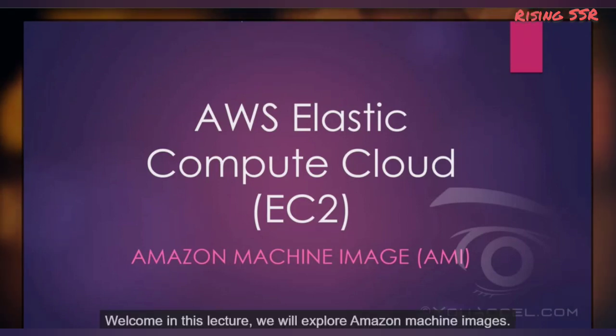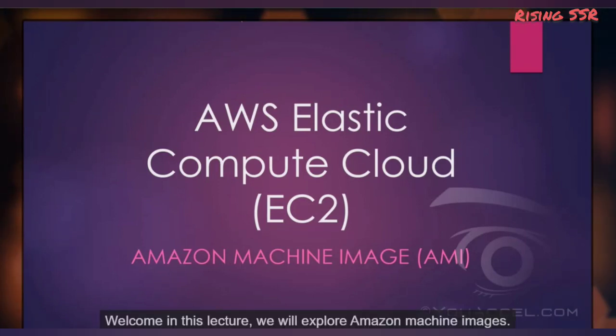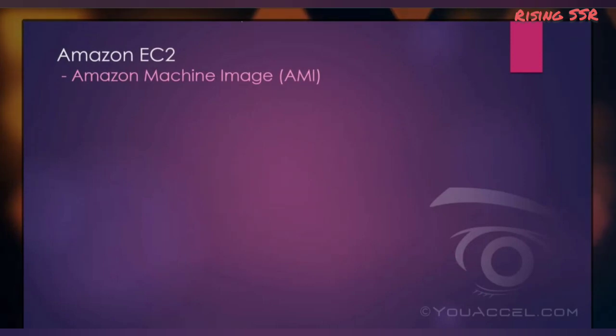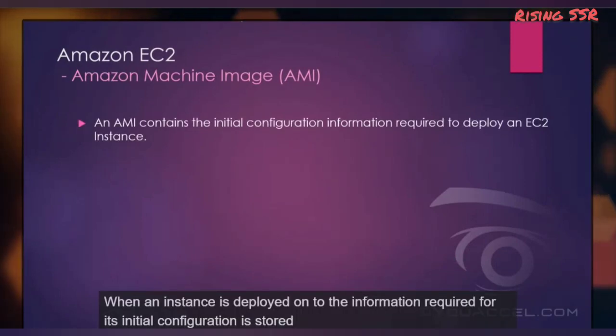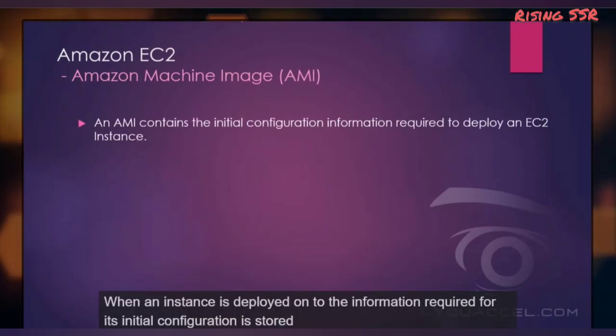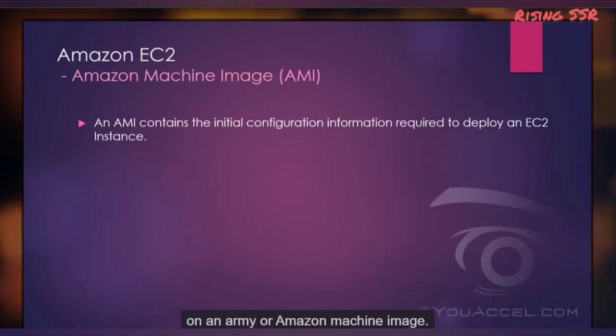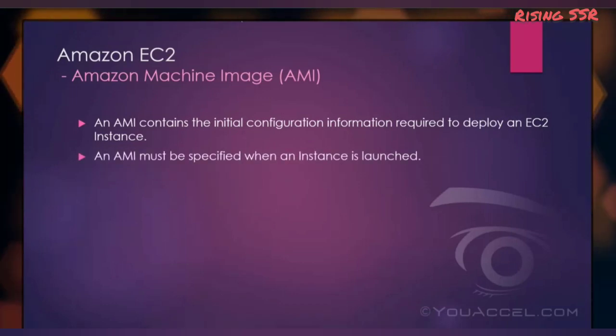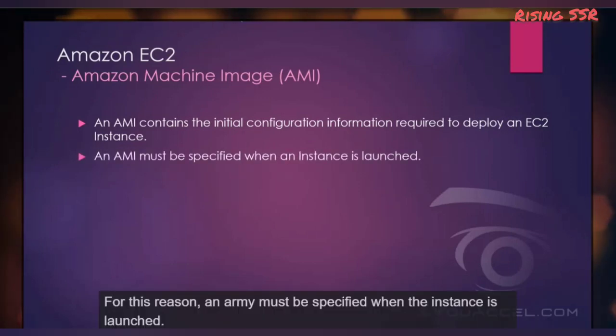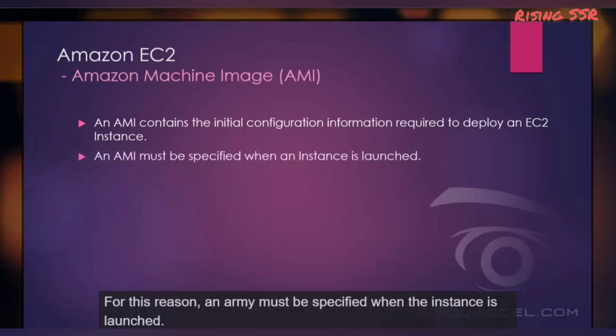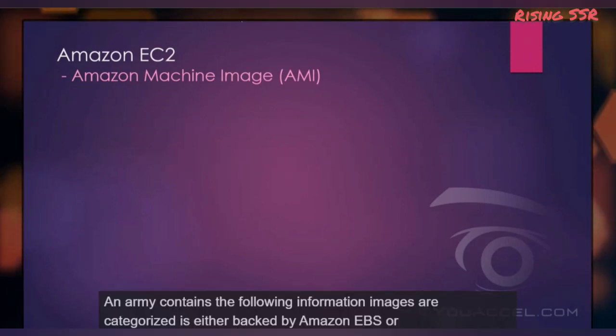Welcome. In this lecture, we will explore Amazon machine images. When an instance is deployed on EC2, the information required for its initial configuration is stored on an AMI, or Amazon machine image. For this reason, an AMI must be specified when the instance is launched. An AMI contains the following information.